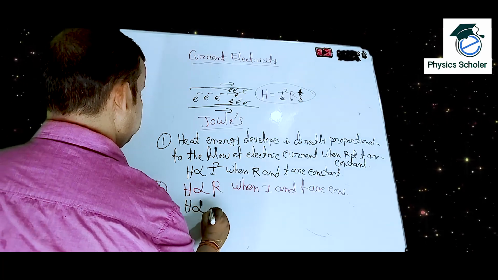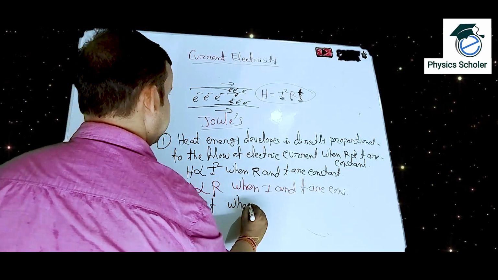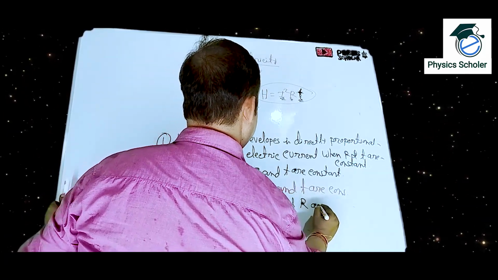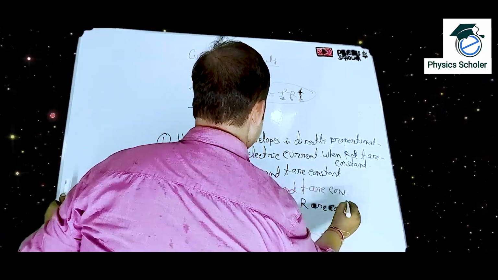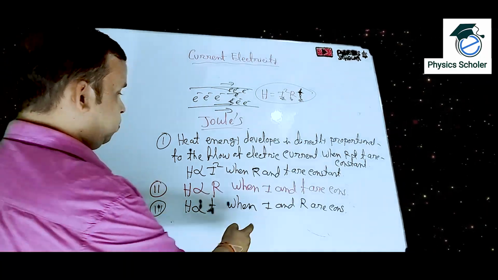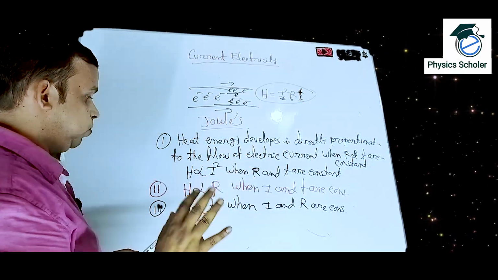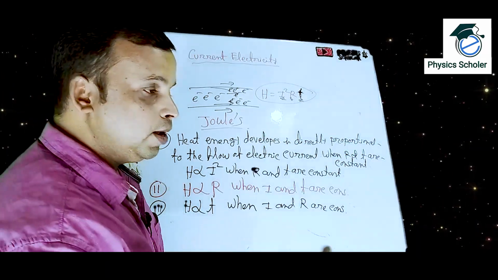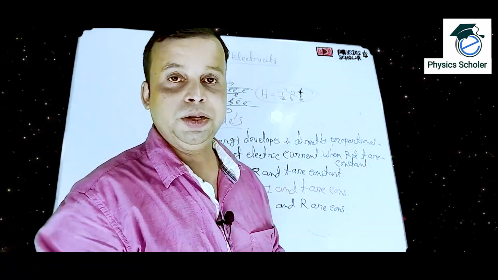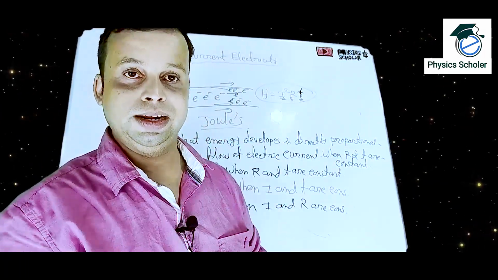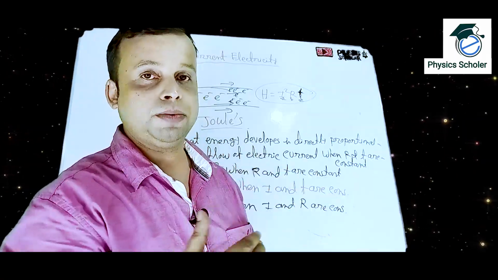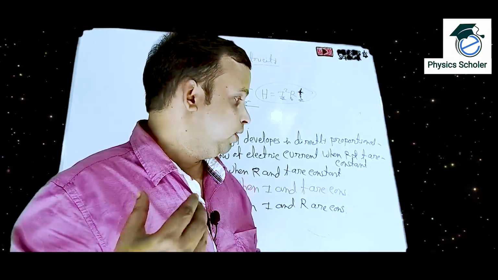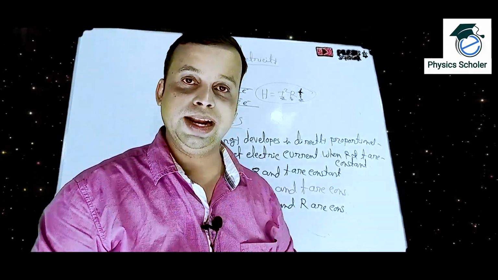Next one is what? H is proportional to T when I and R are constant. That means if the flow of electric current and the resistance are constant for any conductor, then heat generated is directly proportional to the time, how much duration the electric current is flowing through that conductor. If electric current is flowing for a long period of time, more amount of heat will be generated. If it is flowing for a less amount of time, then less amount of heat will be generated.